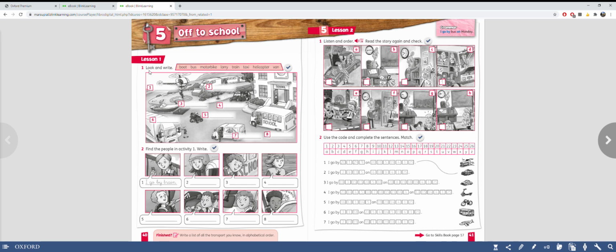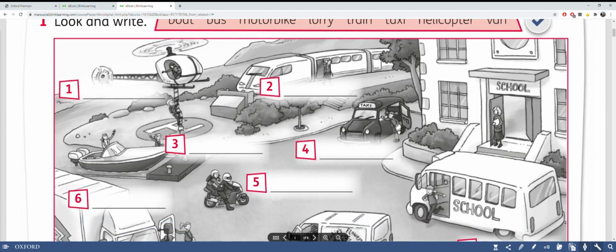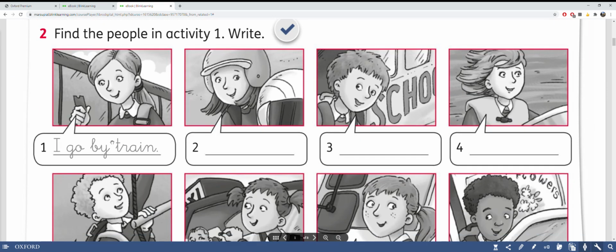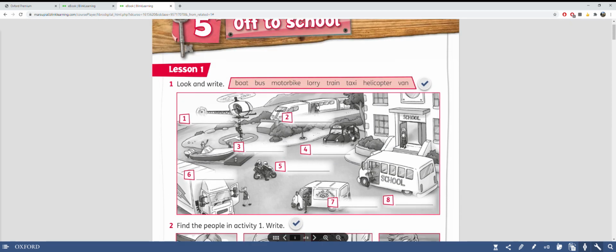So the first activity is looking right. Here we have the transport and we have to name them. We have to label them. Look at the names and put them right there. Then find the people in activity number 1. Look at these people. They are hidden right here. Where can they be? Let's look. Look, they're right there. We need to look at them and write the words. For example, I go by train. Is that correct? Very good.